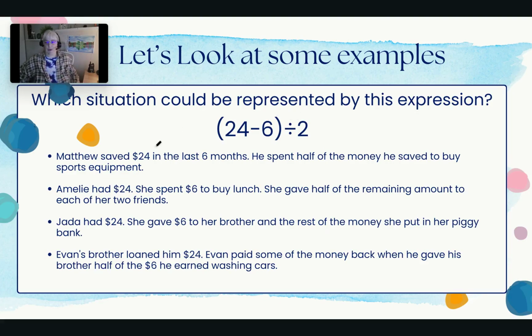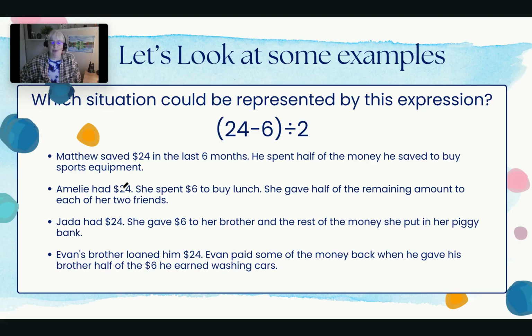All right, let's look at these 4 examples. Matthew saved $24 in the last 6 months. He spent half of the money he saved to buy sports equipment. If he saved $24 in the last 6 months, that would be like 24 times 6. That would be 6 groups of 24, and this is not showing that. Spending half would be the divided by 2, but this beginning part doesn't match. Let's look at the next one.